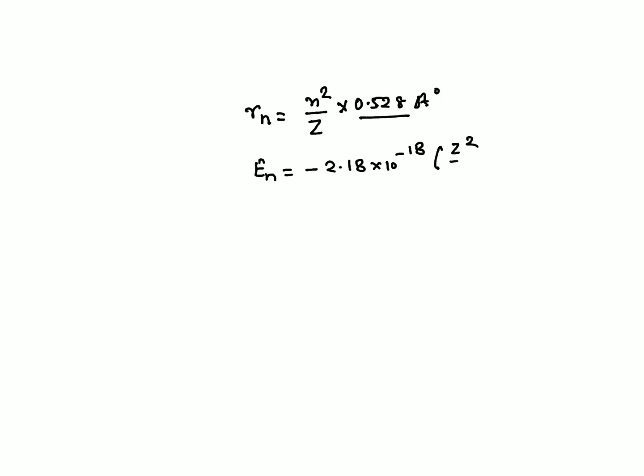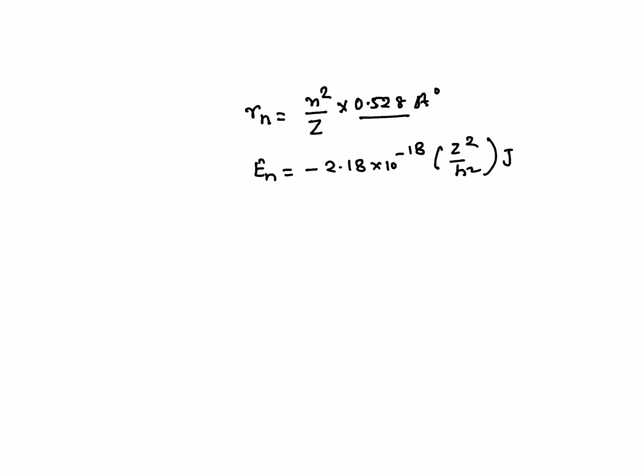Just remember that particular formula: Rn is equal to n square by Z into 0.528 angstrom. This 0.528 angstrom is called Bohr's orbit. Okay, and for energy we had a formula: En is equal to minus 2.18 into 10 to the power minus 18 Z square by n square joule.